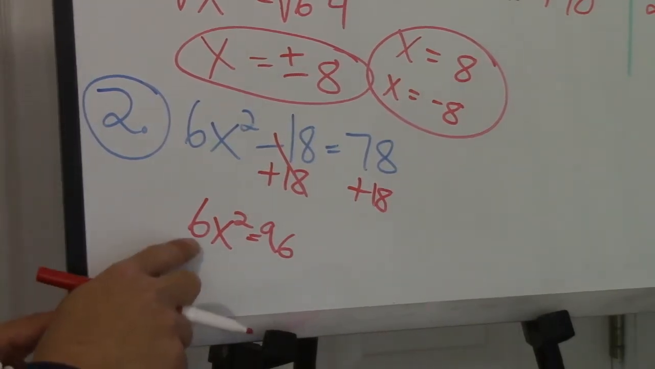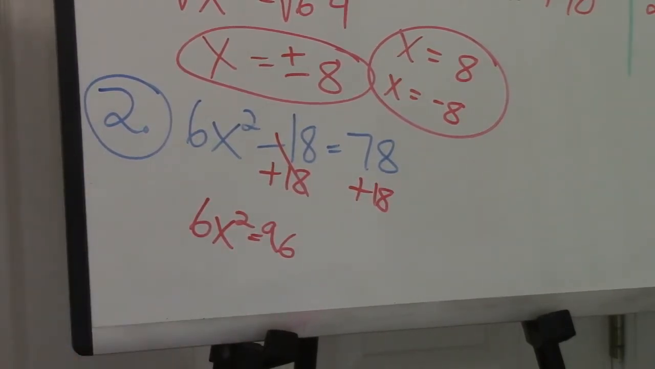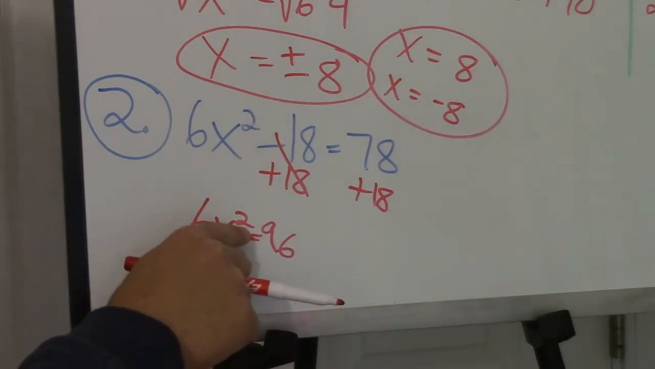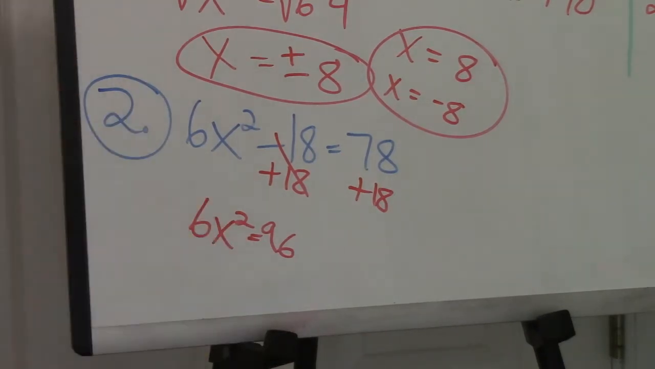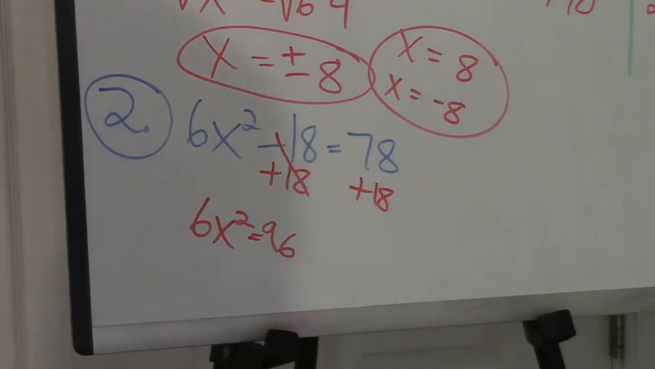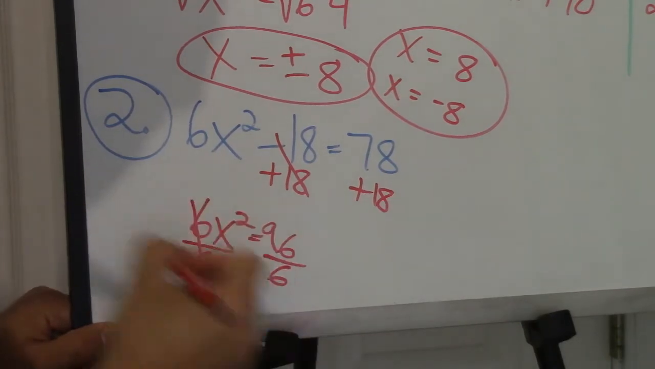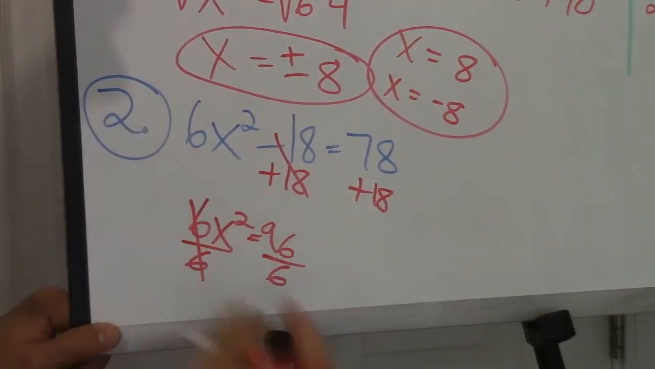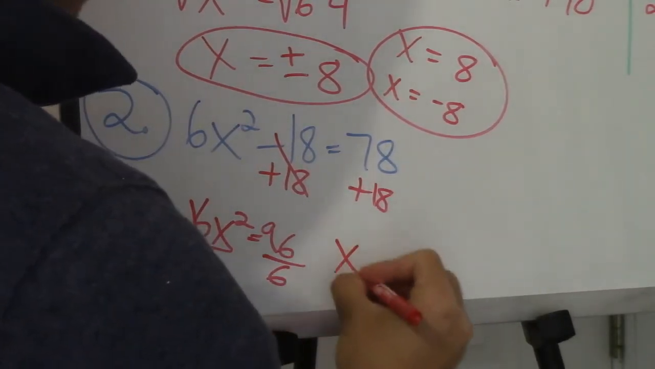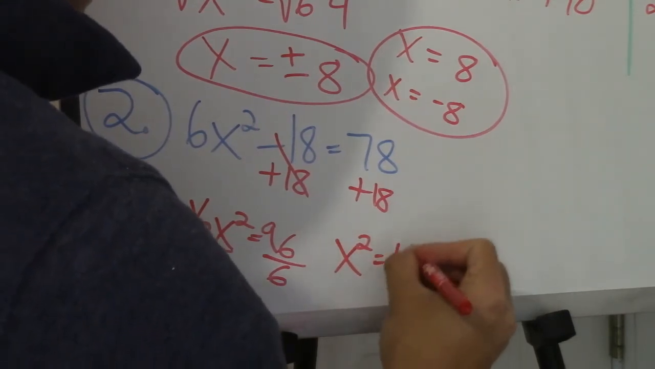Now I need to undo the multiplication. That's the next last thing that was done in order of operations. Exponents come first in order of operations, which means it's the last thing we'll get rid of when we're solving. So I have to divide both sides by 6. That undoes multiplication by 6. And 96 divided by 6 is 16.